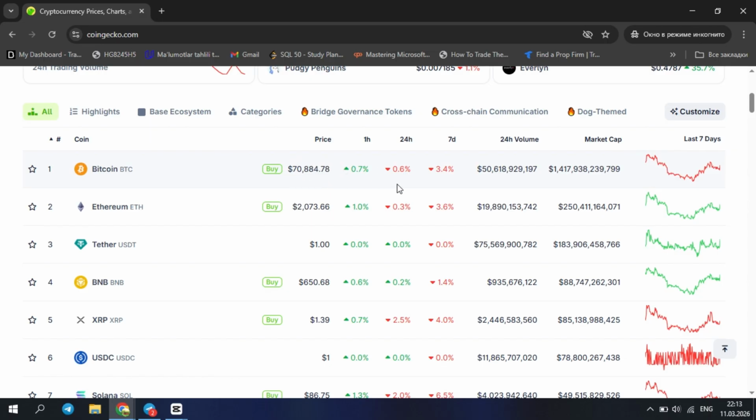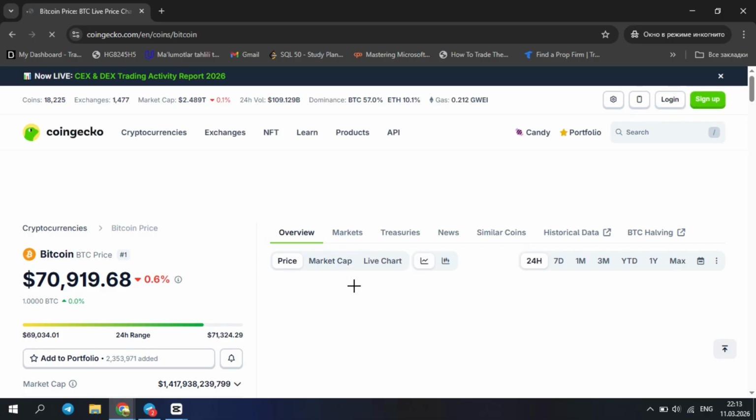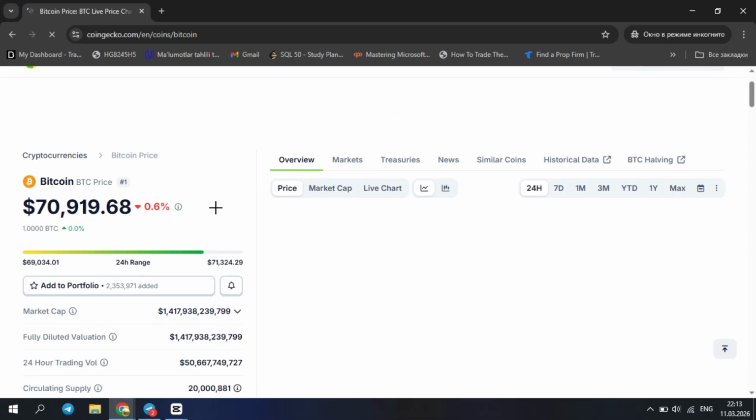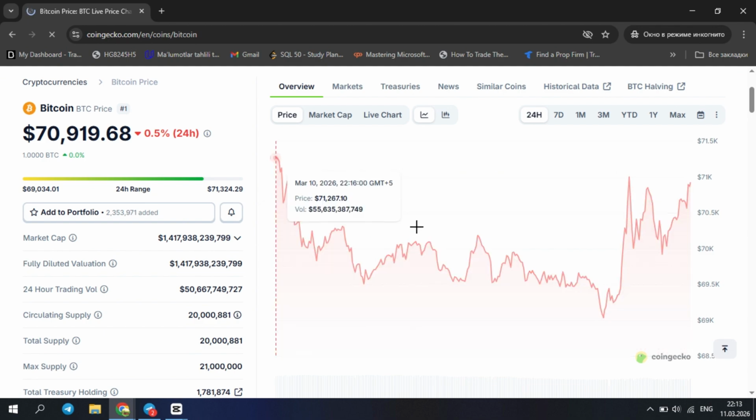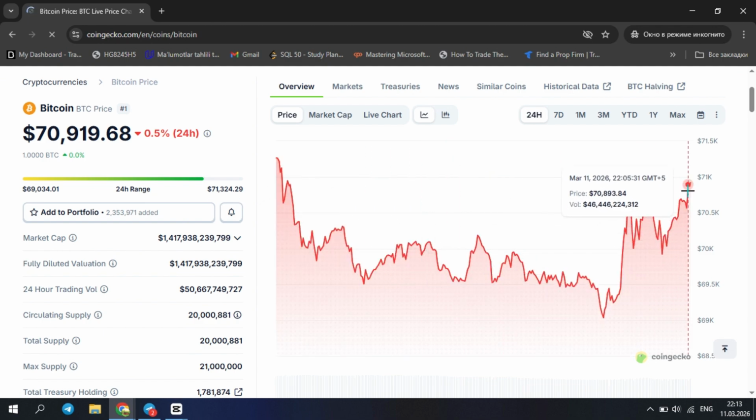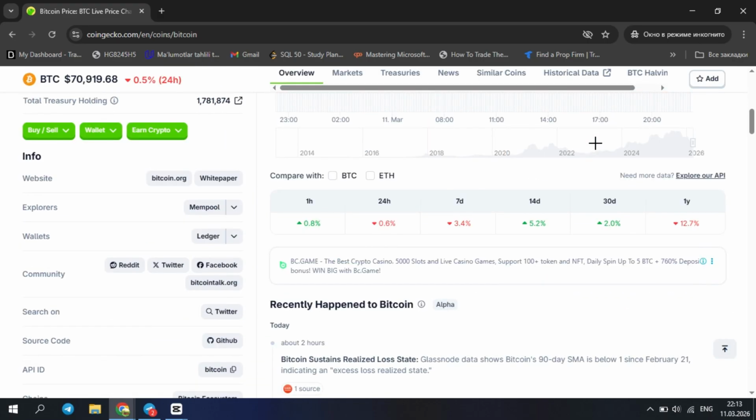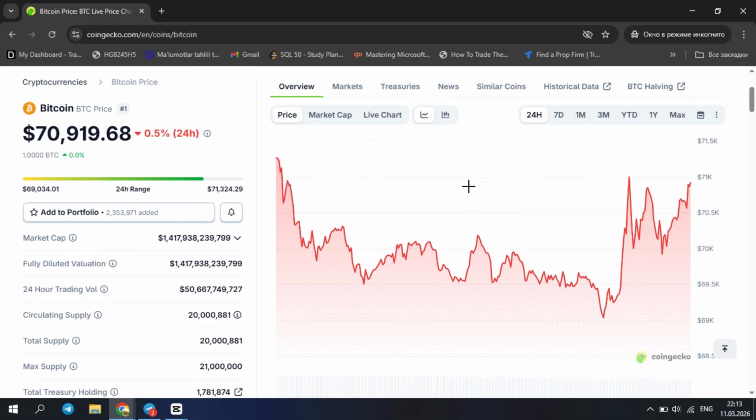Let's take an example. Suppose you click on Bitcoin. On the coin page, you'll see several useful sections. First, the price chart. This chart shows how the price has changed over time. You can adjust the time frame to see price movements over 24 hours, 7 days, 30 days, 1 year. This helps investors analyze trends and market behavior. Below the chart, you'll also find additional information such as market cap, circulating supply, total supply, all-time high price. These metrics help investors evaluate the size and maturity of a cryptocurrency.